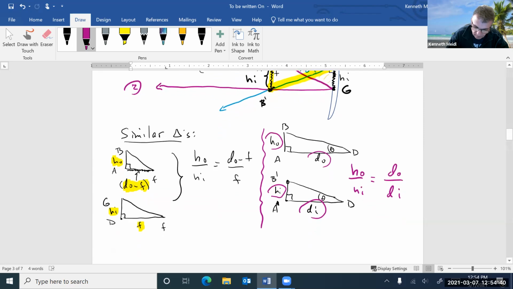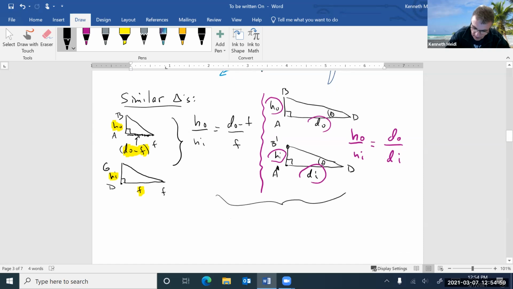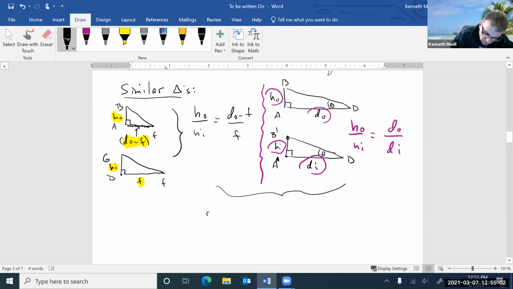And so what I should be able to do now is get some kind of working equation by combining these. I have HO over HI equals a bunch of garbage in the first set of triangles. Then I've got HO over HI equals some garbage in the other one too. And so I should be able to use what your math teachers would call the transitive property. If A equals B and B equals C, then A equals C. And so there's our equation. It has exactly what we want.